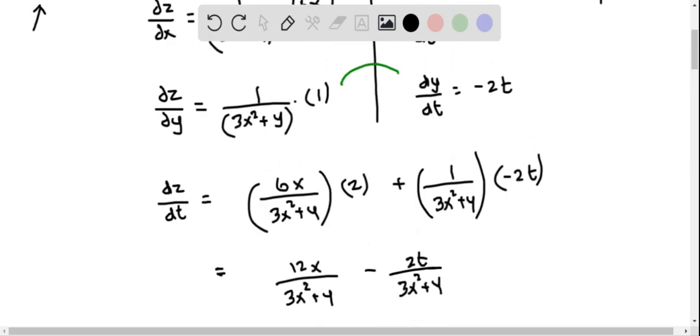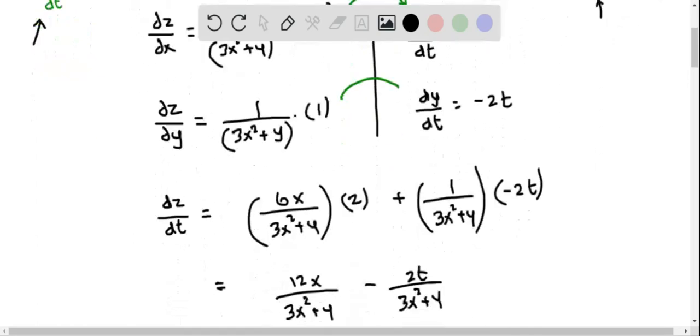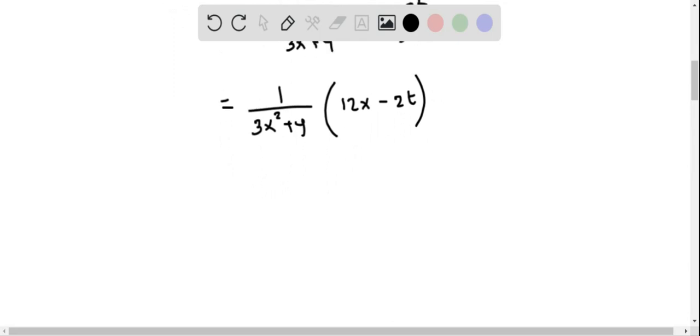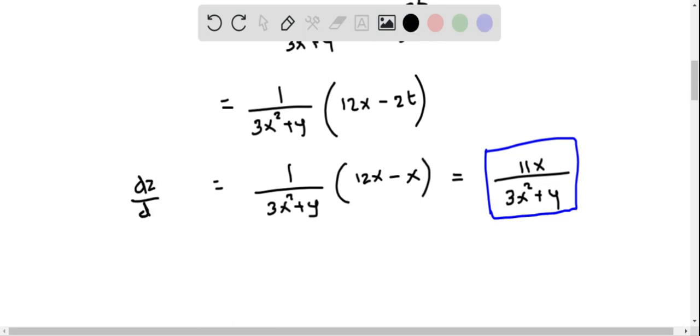And notice that we can replace 2t in terms of x as given in the original function. So I can replace 2t by x. So therefore this becomes 1 over 3x squared plus y times 12x minus x. 12x minus x is 11x. So this simplifies to 11x over 3x squared plus y. So this is the derivative of z with respect to t. So this is dz over dt.